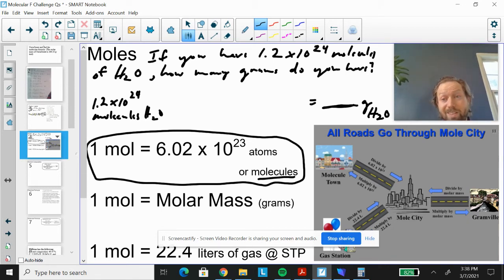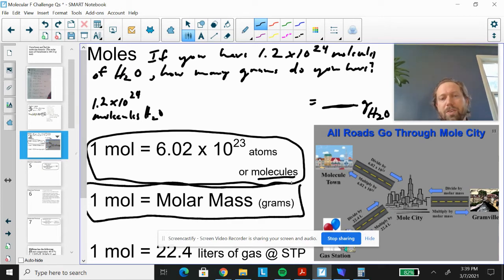So what this means is I'm going to have to use two different conversion factors. Okay, I'm going to start with the first one and then use the second one. So I'm going to set this up so that I have two fractions.